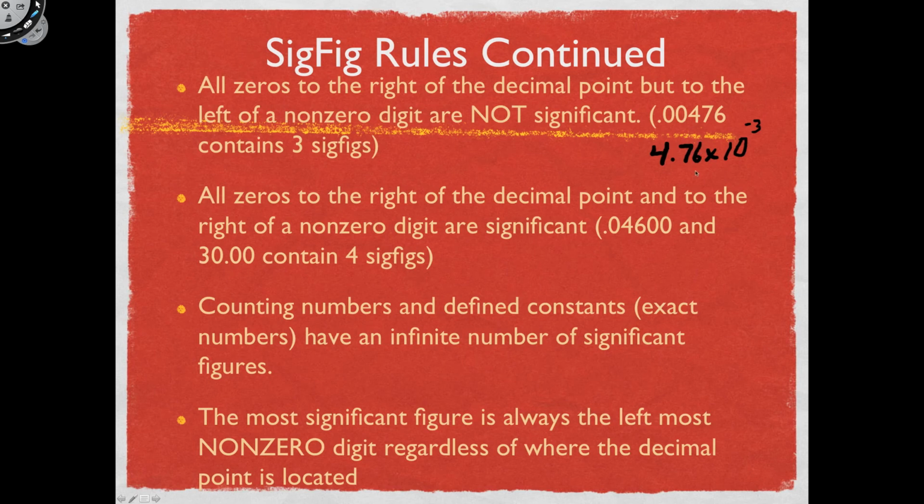1, 2, 3. These numbers are significant because they're not 0. Where's all the place value then? Well, it's up here. If you're writing scientific notation, the exponent is never significant. All the significance is over here on the left side of the multiplication sign. So 0.00476 or 4.76 times 10 to the negative third, they both have 3 sig figs.